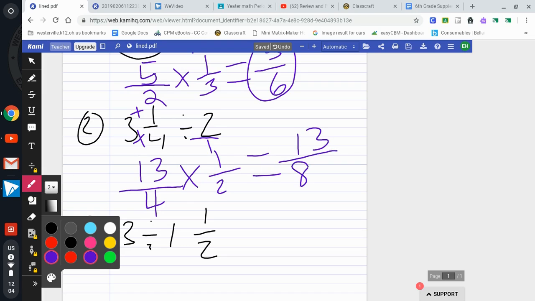So now you have an improper fraction, and we need to turn it into a mixed number. We look at how many times 8 goes into 13. 8 can only fit in 1 time, so 1 is your whole number. What is left over? Well, 8, 9, 10, 11, 12, 13. I use my fingers just to count. That's 5, and you keep the denominator the same. So your new answer is 1 5/8.